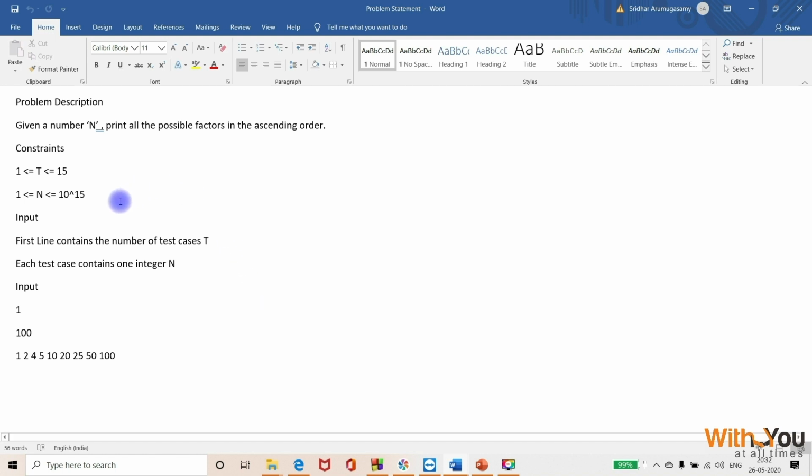Sometimes you might not be able to imagine 1 followed by 15 zeros. 7 zeros is a crore, 14 zeros is a crore crore, so 15 zeros is 10 crore crore. But from the industry point of view, these numbers aren't that big, so they are expecting us to solve this problem. They've given an example: 100, with factors 1, 2, 4, 5, 10, 20, 25, 50 and 100. Let's start working on this.